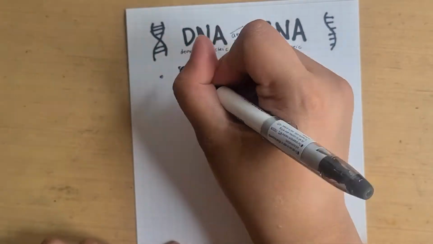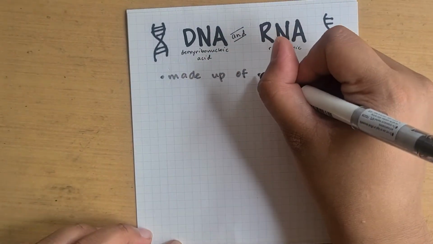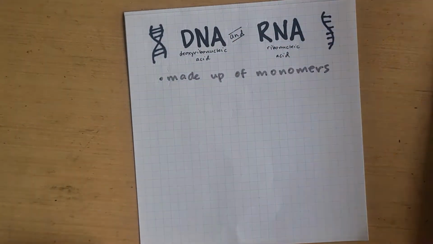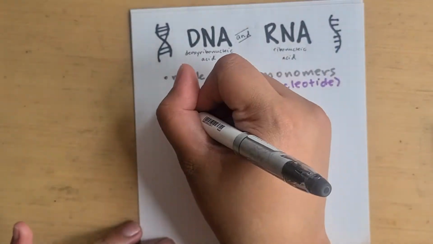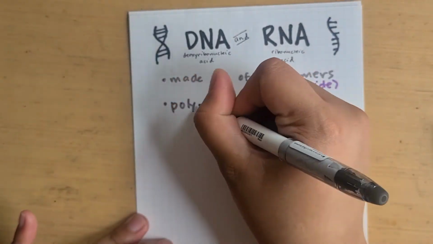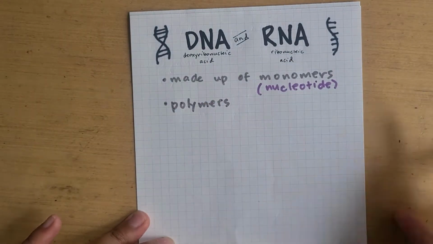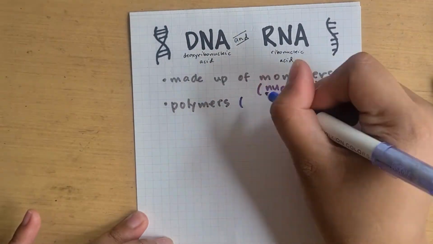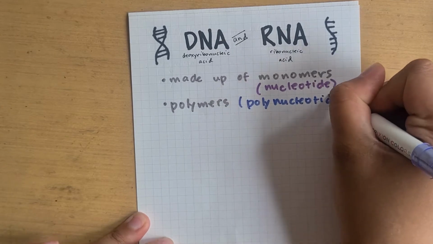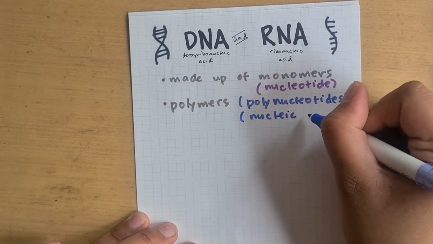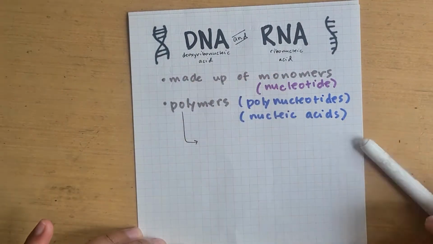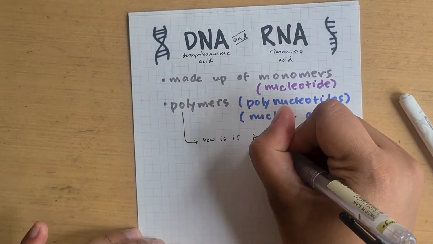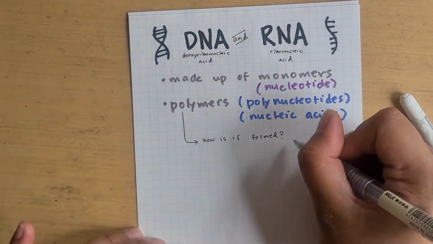Both DNA and RNA are made up of monomers that we call nucleotides. These nucleotides will later on form the polymers of the DNA and RNA. The polymers are known as polynucleotides, also known as nucleic acids. Formation of these polymers will be discussed in another section of this video.